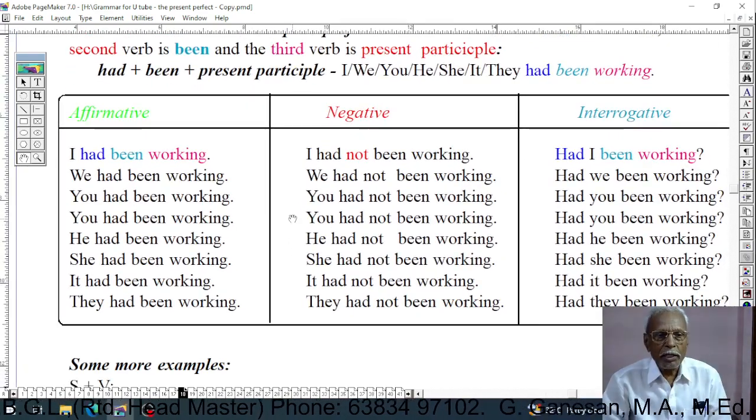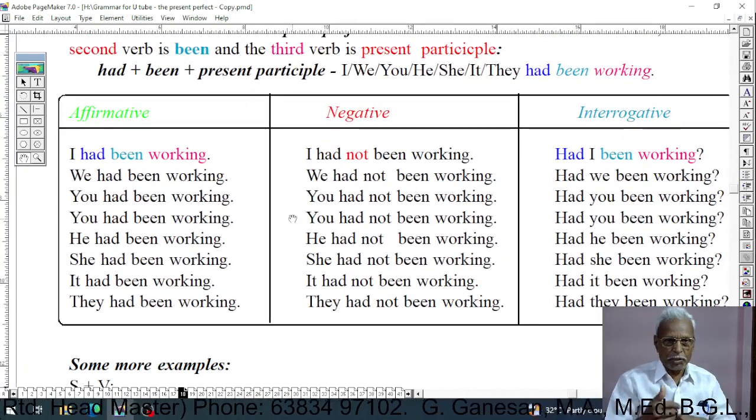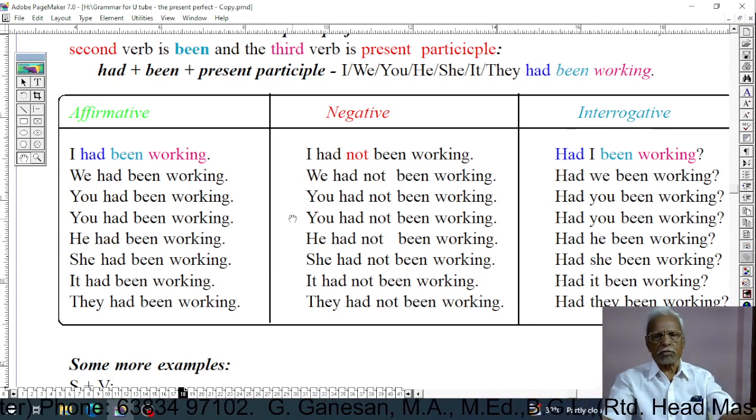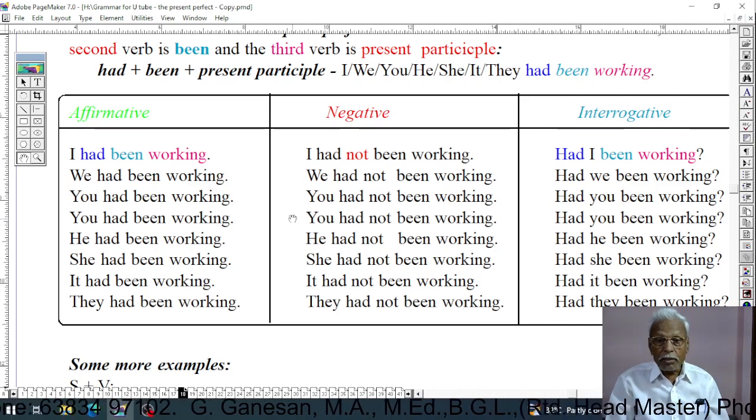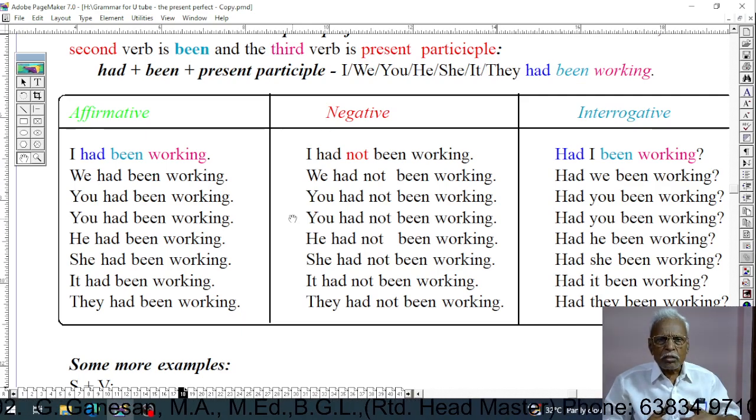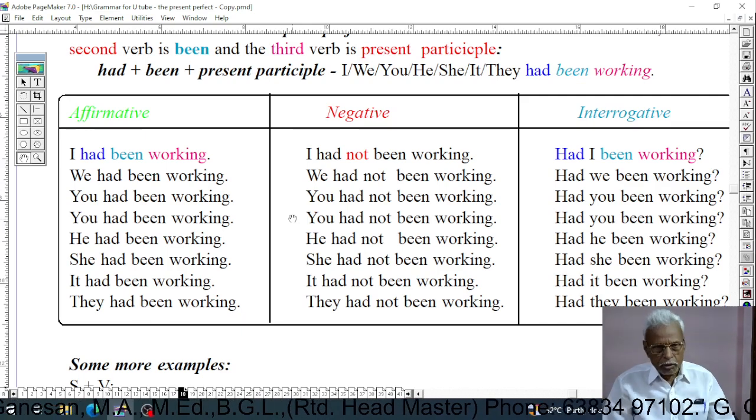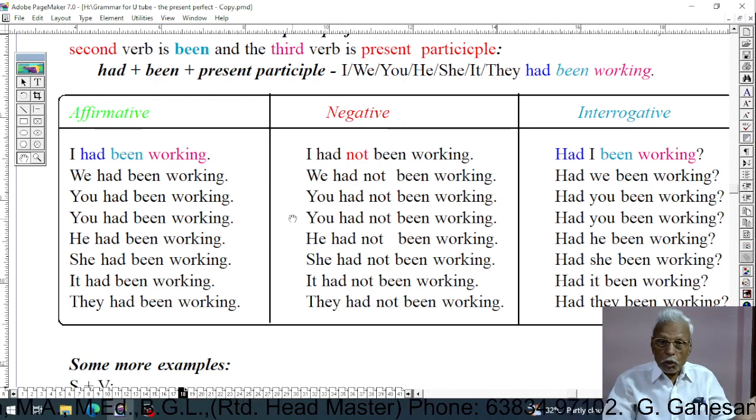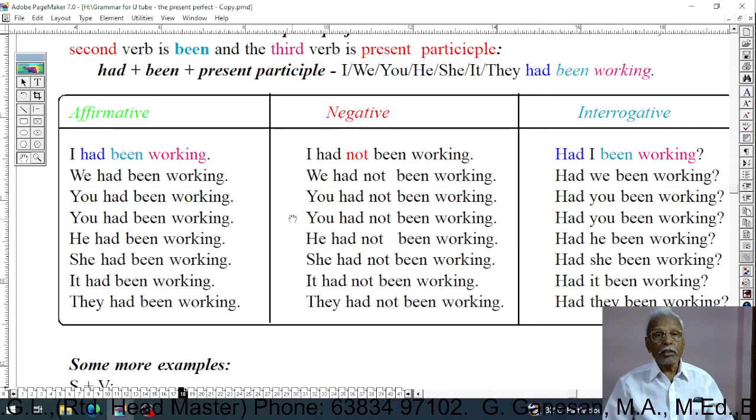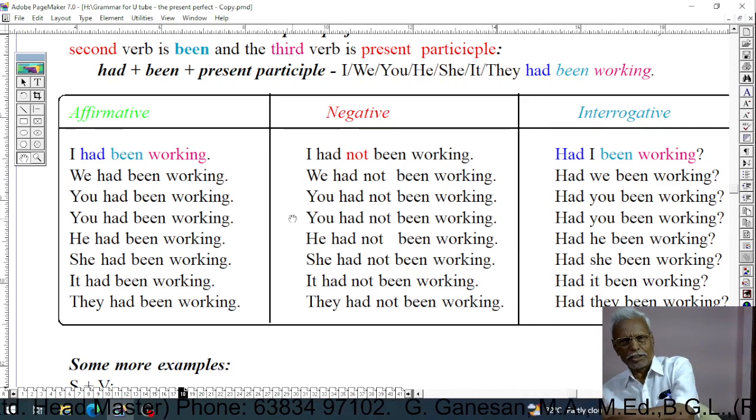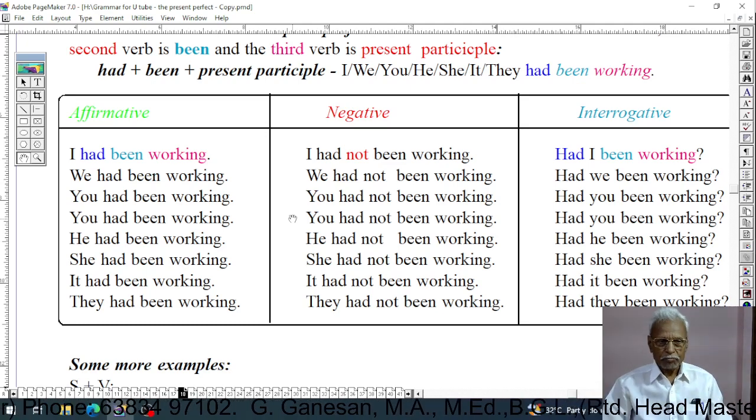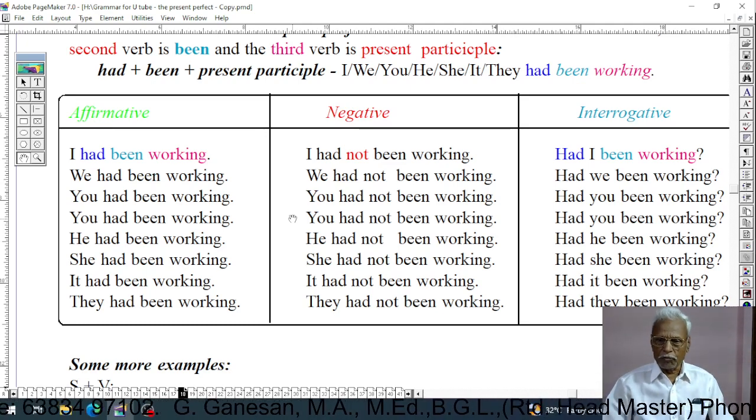You see, I had been working, affirmative. I had not been working, negative. Had I been working, interrogative, that's all. We had been working, we had not been working. Had we been working? You had been working, you had not been working. Had you been working? You had not been working, that means in the negative interrogative. That was right.